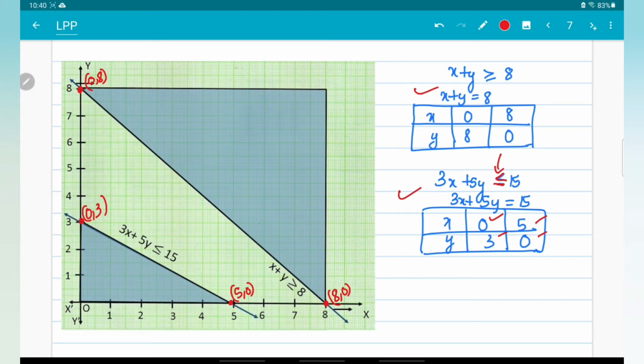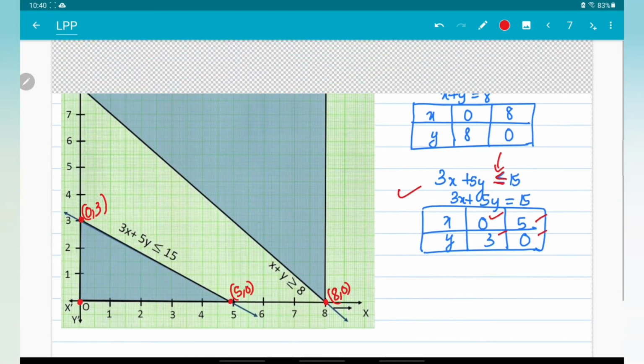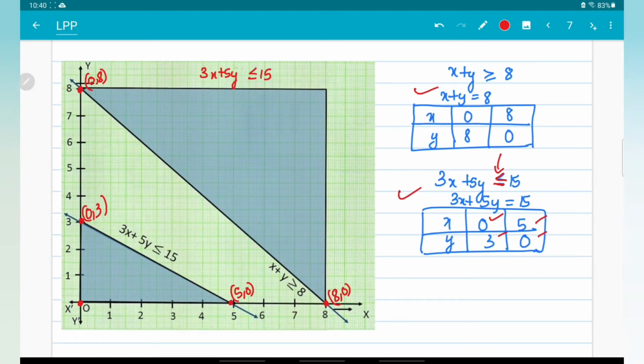So just like how we did for the previous sum, we'll take this point 0 comma 0 into consideration, and we will check for the feasible region. Now let me first check for this 3x plus 5y less than or equal to 15. So when I check at 0 comma 0 for its feasibility, I'm going to substitute x as 0 and y as 0 in this inequality. So when I substitute both x and y as 0, I get 0 is less than or equal to 15. Now if you see here, 0 is less than 15, which means that this is true.